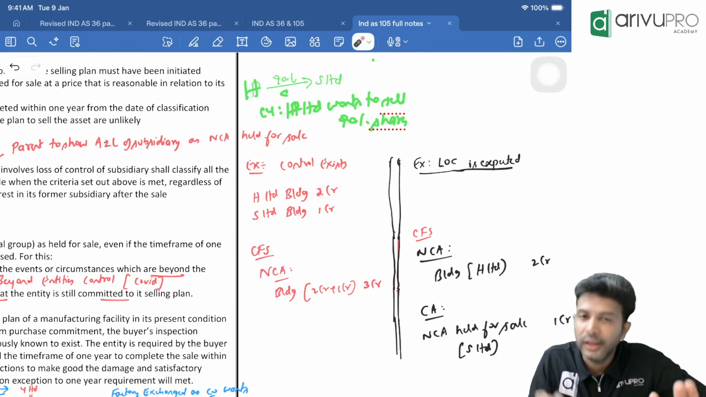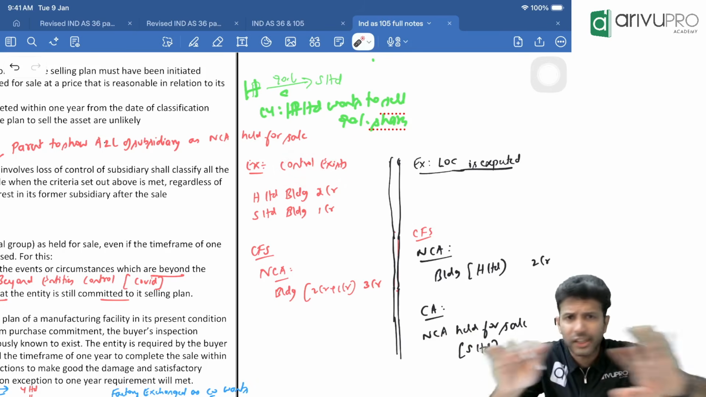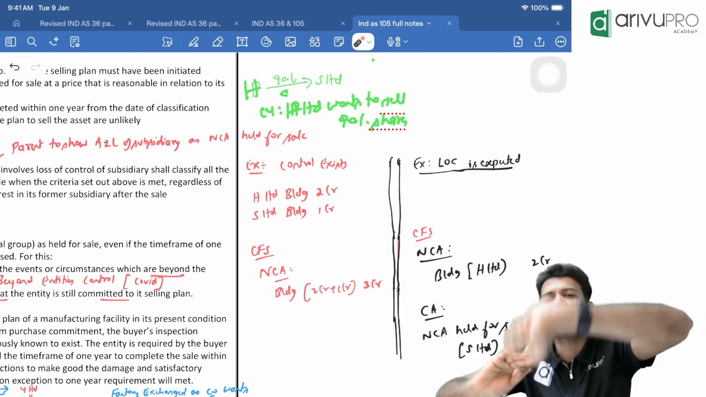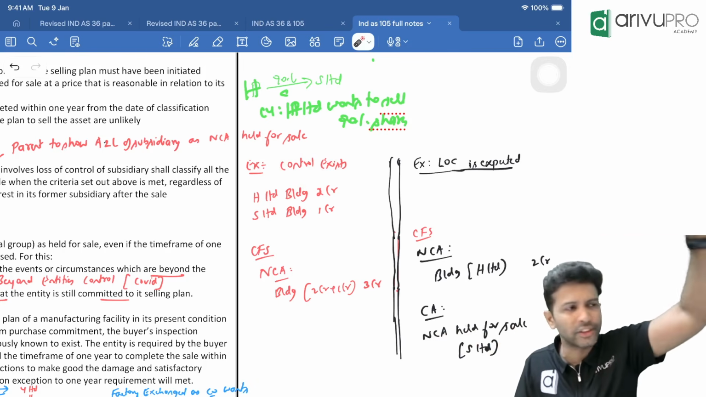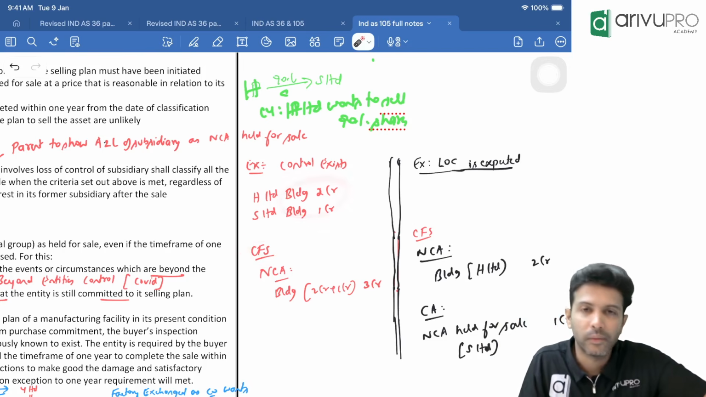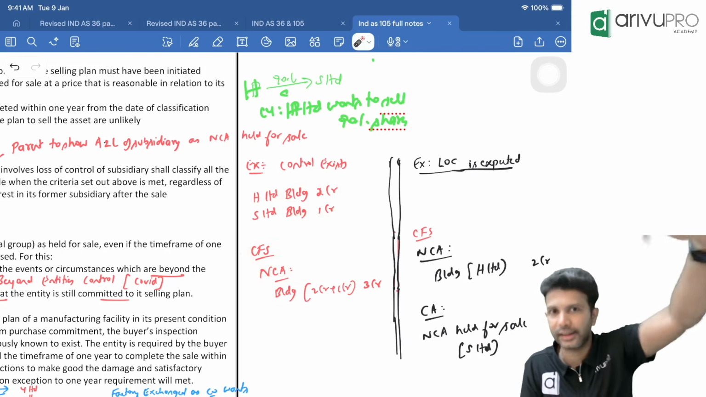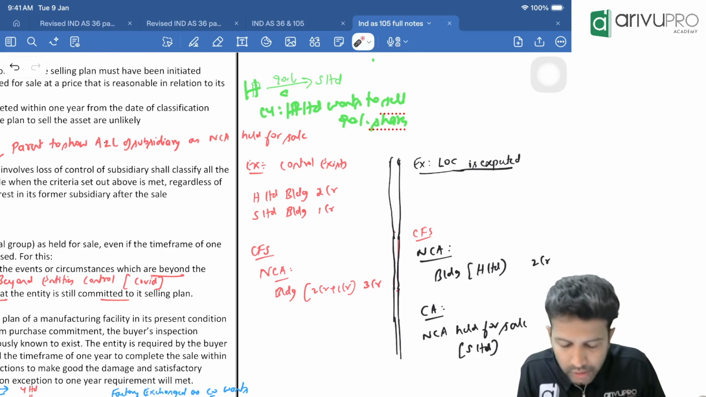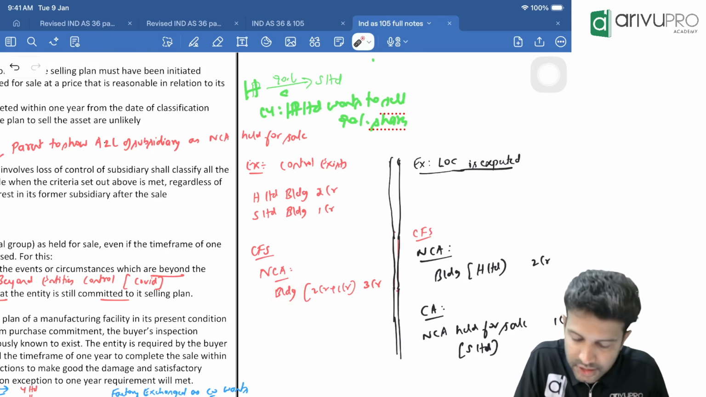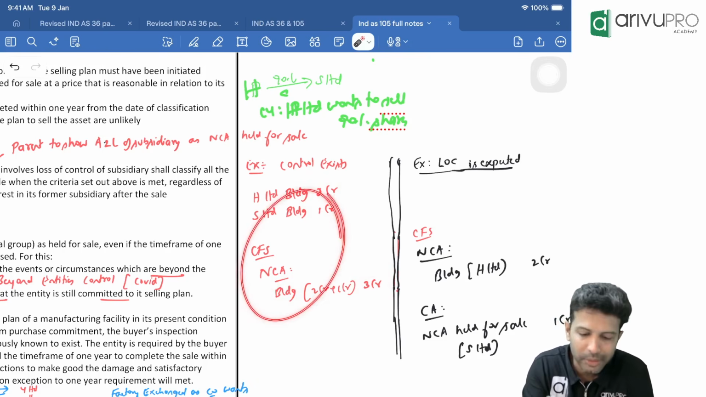Now, when you prepare CFS, if control is still there, meaning the parent has no intention to sell the shares and everything is going smoothly, both these buildings will be shown in CFS under non-current assets, under the asset category. You will show the building in CFS at what value? 2 crore plus 1 crore, which is 3 crore. This is a normal scenario.